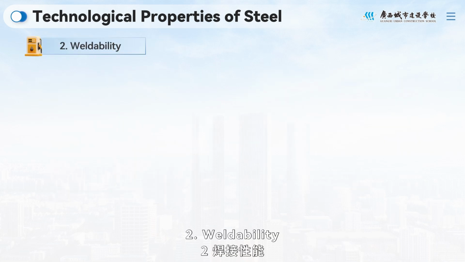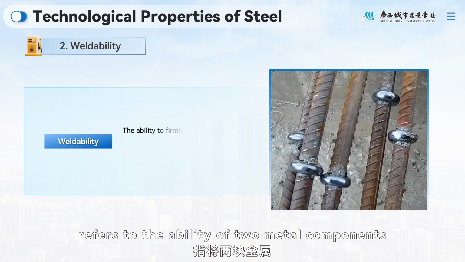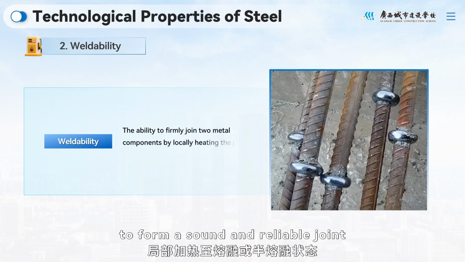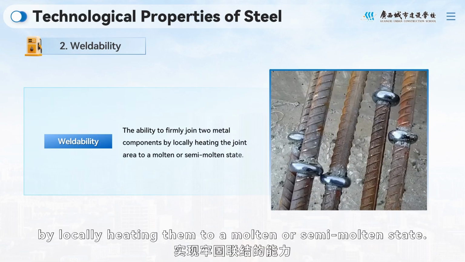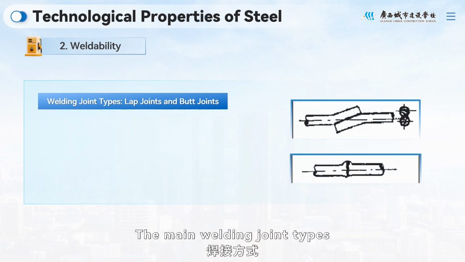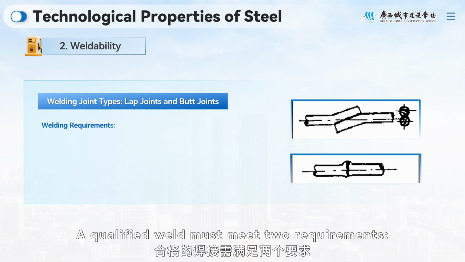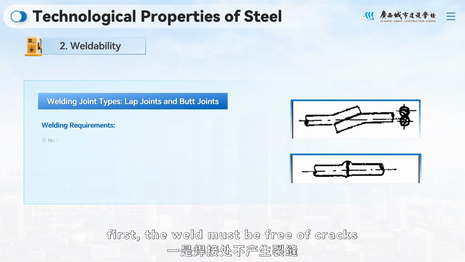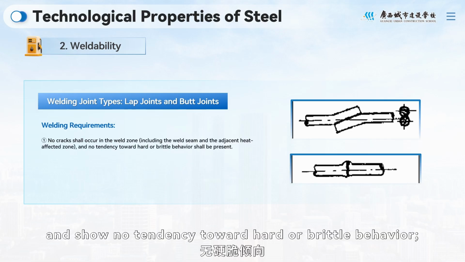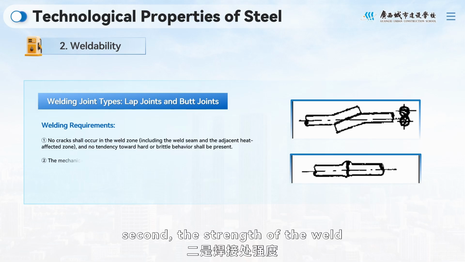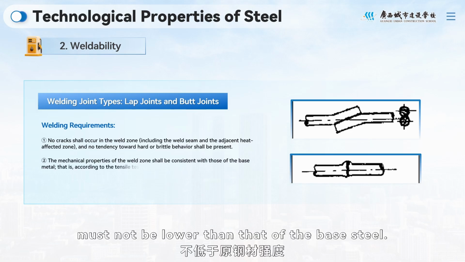2. Weldability refers to the ability of two metal components to form a sound and reliable joint by locally heating them to a molten or semi-molten state. The main welding joint types are lap joints and butt joints. A qualified weld must meet two requirements. First, the weld must be free of cracks and show no tendency toward hard or brittle behavior. Second, the strength of the weld must not be lower than that of the base steel.